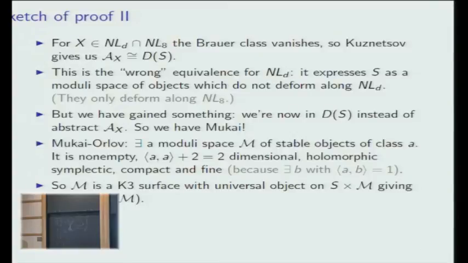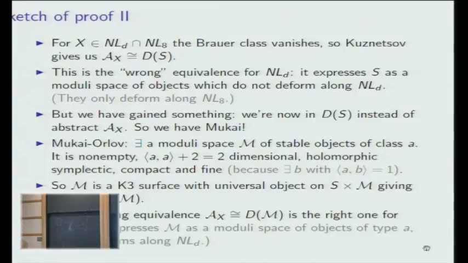So now you get an equivalence to a different K3 surface, and when you compose these equivalences, so the new K3 surface back to the old one and then back to AX, that's now the correct one, which stands a chance of deforming. Okay, so we now have M, which is now a moduli space of objects of type A instead of some other crazy type to do with the quadric fibration. Okay, and this is the one which ought to deform along NLD.